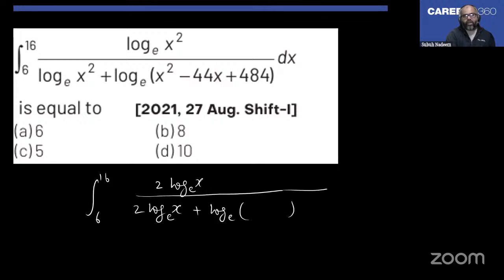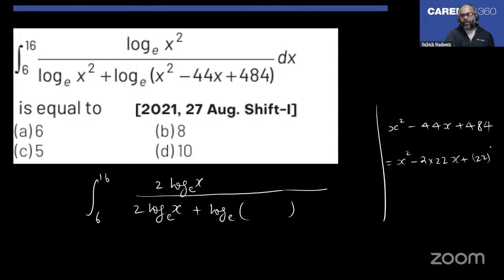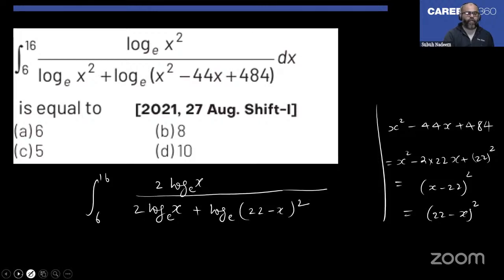And if you see here, this x² minus 44x plus 484 can be written as x² minus 2 into 22x plus 22². Okay. So you can write it as (x minus 22) whole square. Or you can also write it as (22 minus x) whole square. That would be better. So (22 minus x) whole square.